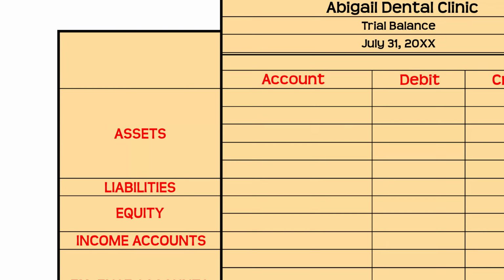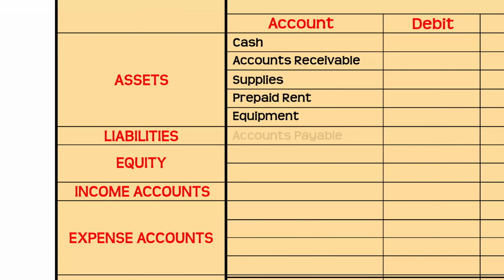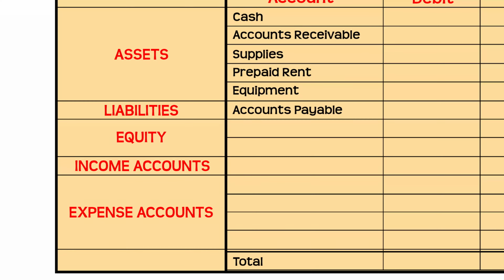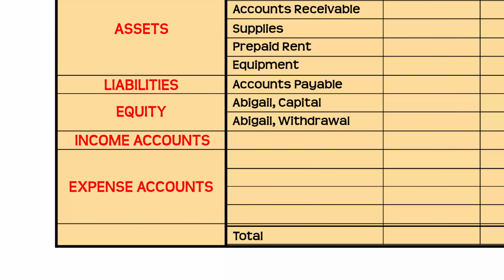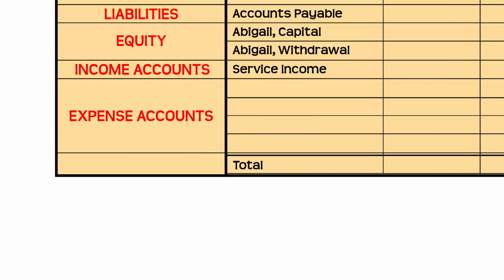First are the assets, which include cash, accounts receivable, supplies, prepaid rent, and equipment. For the liabilities, the accounts payable, then the equity, and the income and expense accounts.